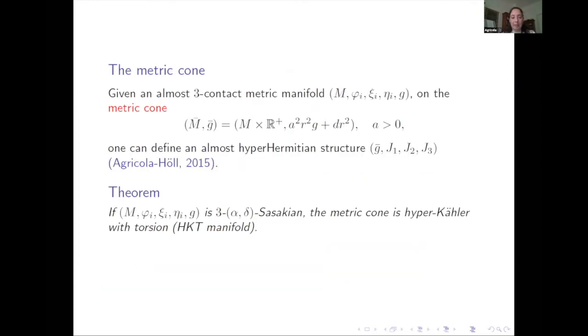Okay. The metric cone, maybe we can go over that very quickly. The metric cone of a free alpha delta Sasaki manifold: you check the criterion and realize this is an HKT manifold with nice properties and you can compute everything from the structure downstairs. So that's good.